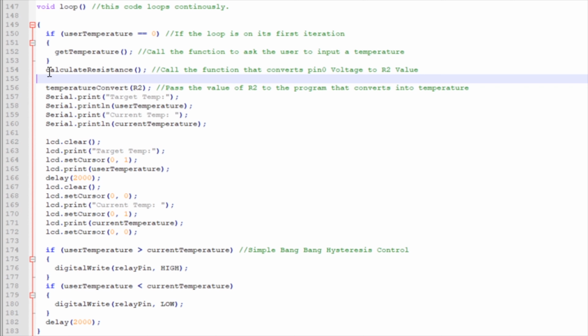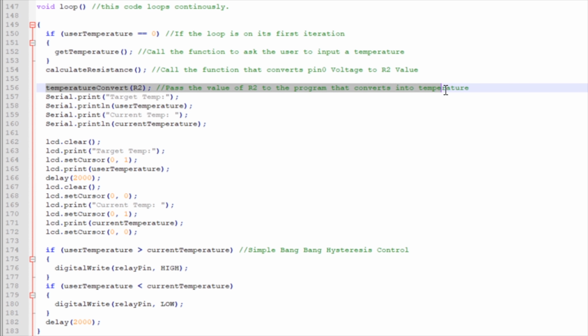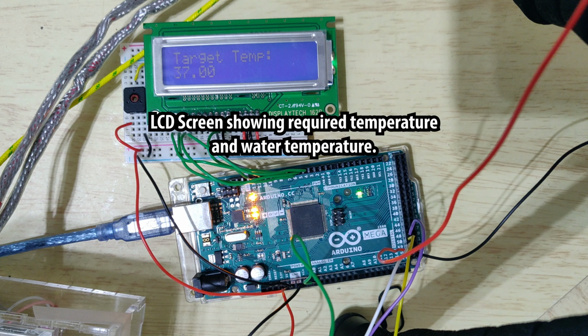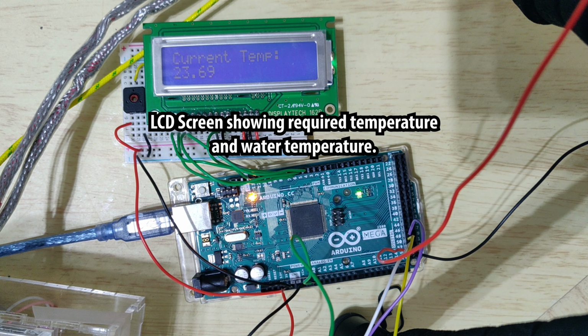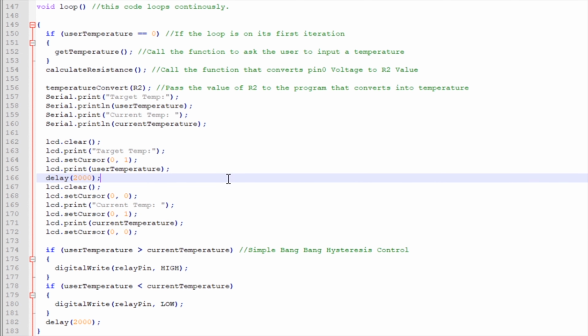Once that temperature has been set, the Arduino calls the calculate resistance function, which converts the pin 0 voltage into a value for the resistance of the temperature sensor. This value of resistance is then passed to the temperature convert function, which then converts the resistance into temperature. The Arduino then prints to the serial terminal and to the LCD screen both the required temperature set by the user and the current temperature of the water. This allows the user to see how long the water is going to take to heat up, approximately.